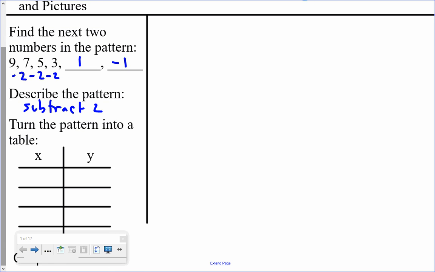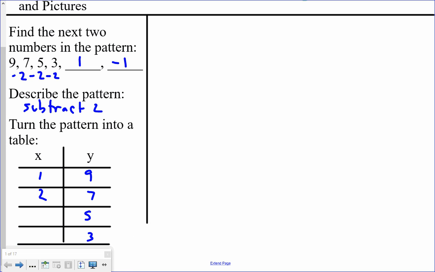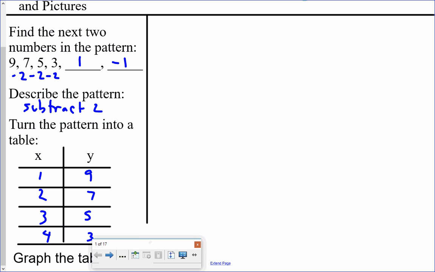And then when we look at turn the pattern into a table, one thing we could do is have our Y column be 9, 7, 5, 3. And then what we're going to do is just have our X column just be the whole numbers. And then down here at the bottom, if we graph that, I'll just put a graph over here. So if we graph those ordered pairs, 1, 9 is about here, 2, 7, and I'm kind of approximating here, 3, 5, 4, 3. One thing we're going to notice though is once again these dots form a straight line.